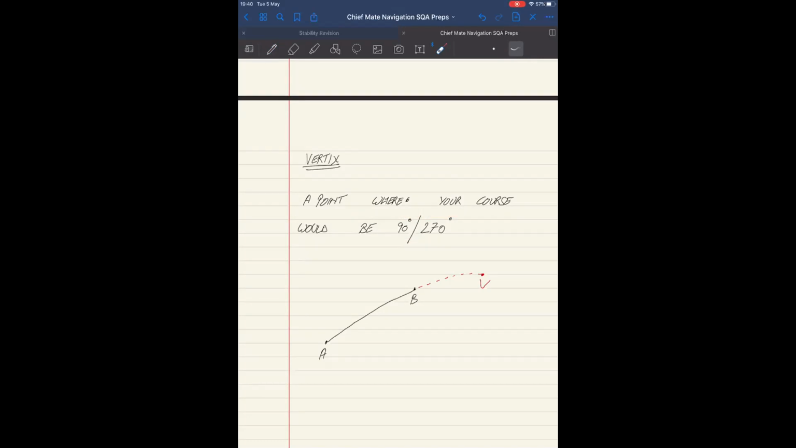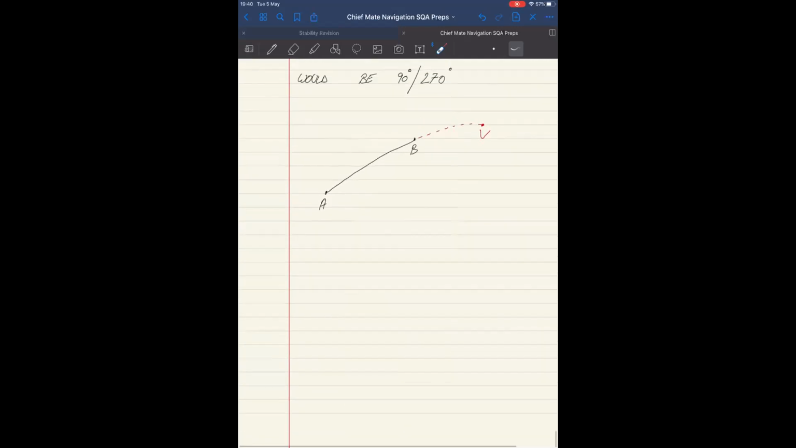Okay. Now, let's look at another drawing, which is point A is here, point B is here. This is our pole.